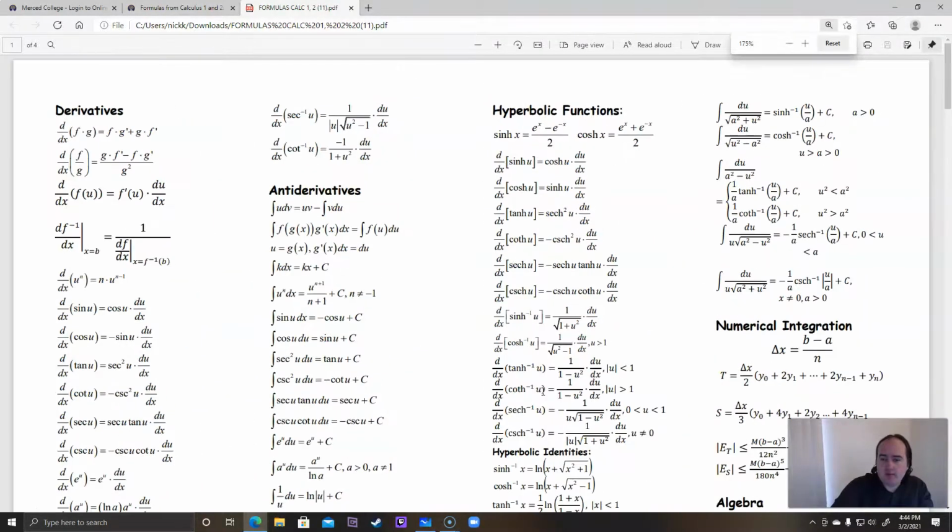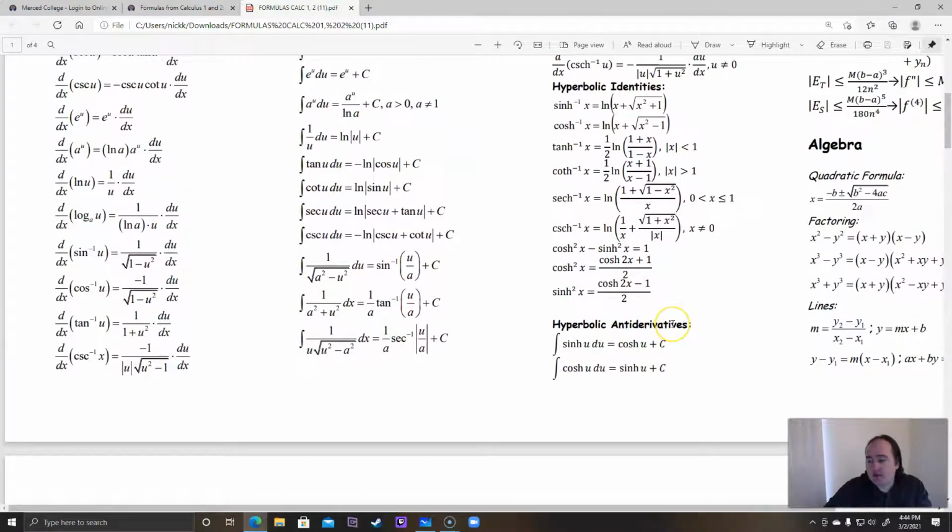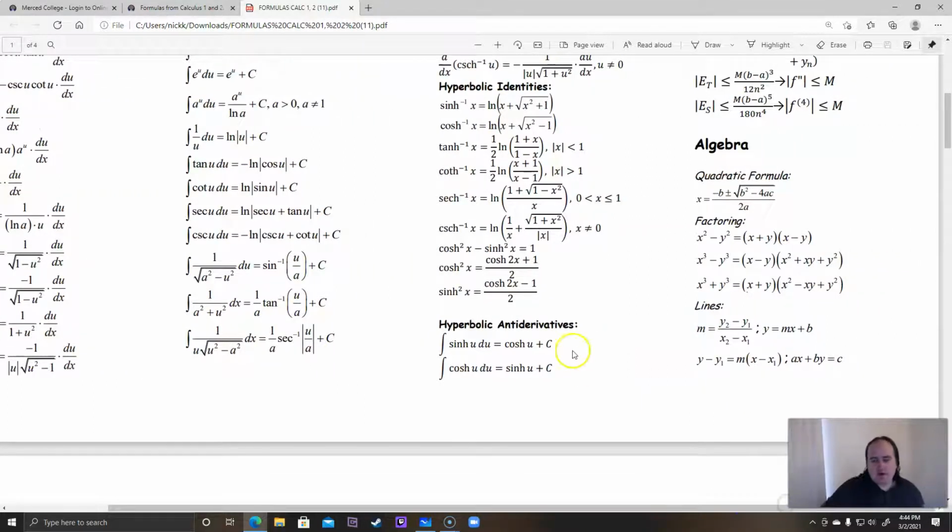Because remember, let me zoom in. Remember that antiderivatives are the same as integrals, okay? It's just they're indefinite integrals, so you write plus c at the end. And of course, the first ones we're going to be focusing on are the integral of sinh of u du and the integral of cosh of u du.